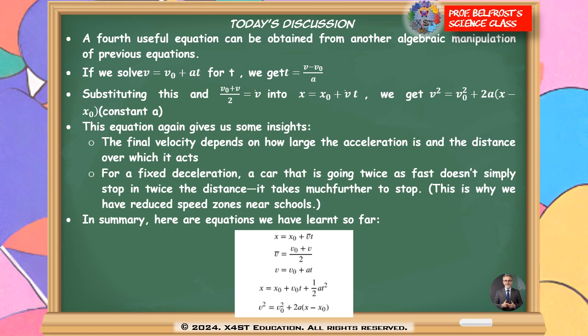And this equation again gives us some insights. For example, the final velocity depends on how large the acceleration is and the distance over which x changes. And for a fixed deceleration, a car that is going twice as fast doesn't simply stop in twice the distance, because it takes much further to stop. As you see that the v is squared, so it will take much more distance to stop.